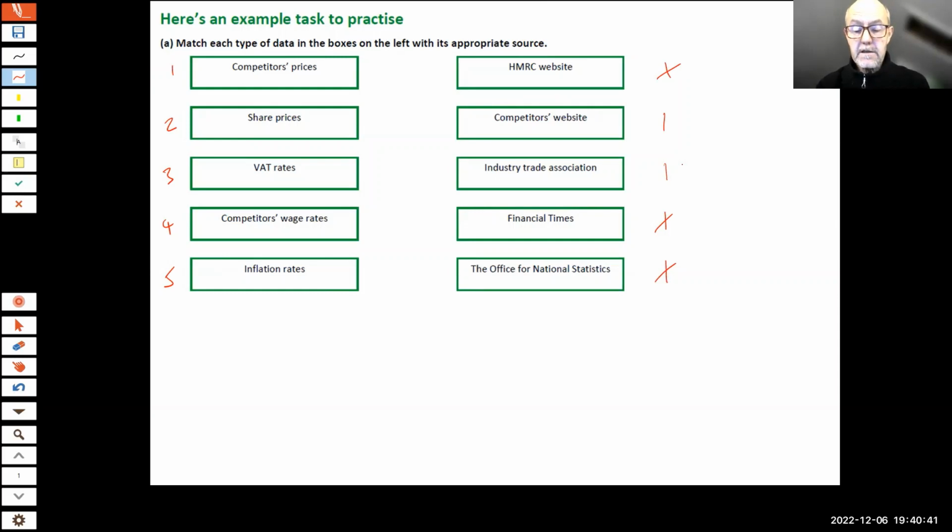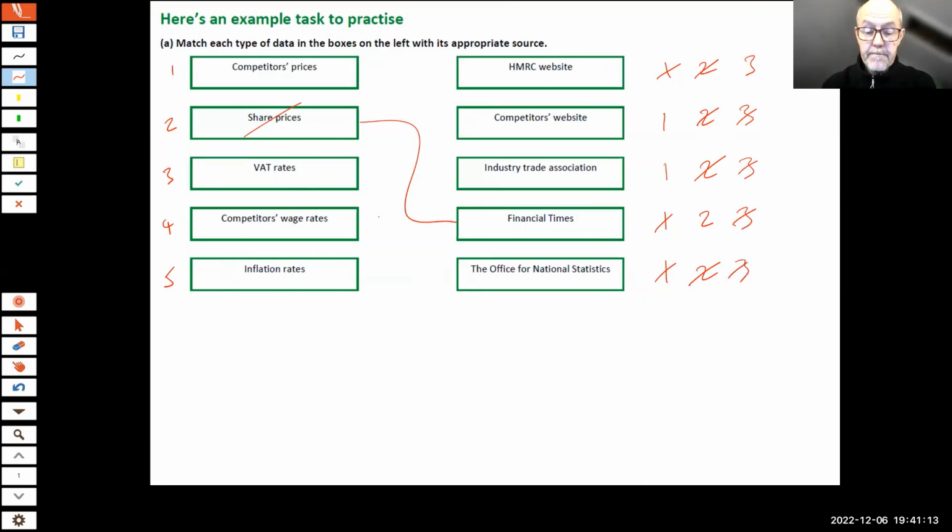Share prices. Well, HMRC are not going to tell you a lot about that, nor is your competitor's website, nor I suspect is the Trade Association. The FT certainly will, and I don't think the ONS will. Oh, so there we go. One down. VAT rates. Well, HMRC probably will. I doubt your competitors will. I doubt the Trade Association will. Not really. So there we go. Sometimes they'll be easy, other times not.